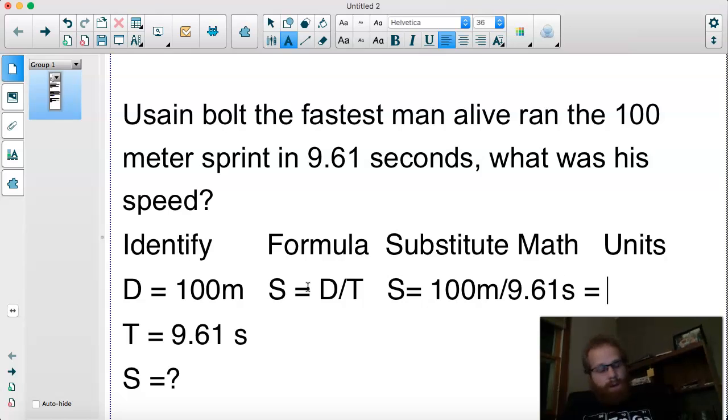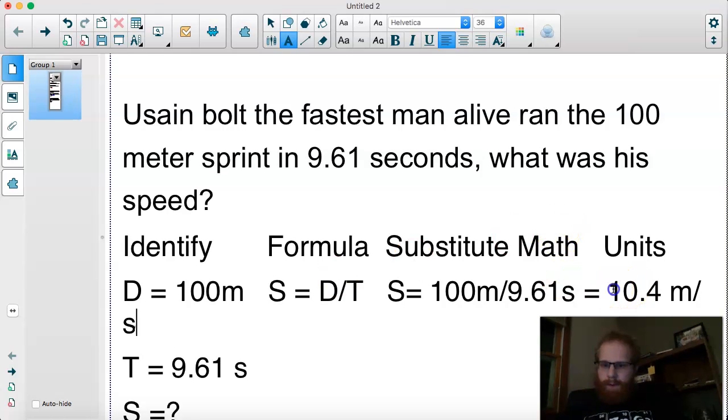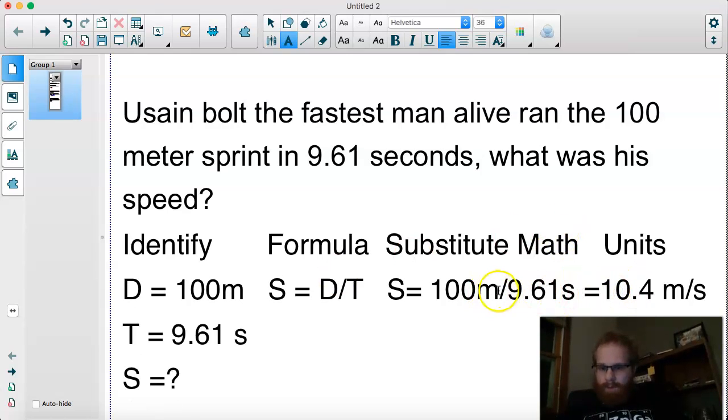And when we do that, when we punch those numbers into our calculator and do our math step, here we go. 100 divided by 9.61, I get 10.4. And there's a lot of decimal points after that, but we're going to simplify it to 10.4. That's fine. If you had more decimals, that's okay. Meters per second, right? Just like in the previous problem, we're taking meters divided by seconds.